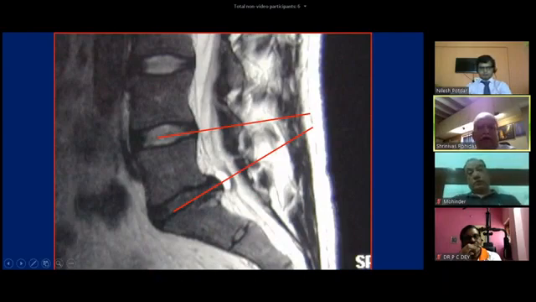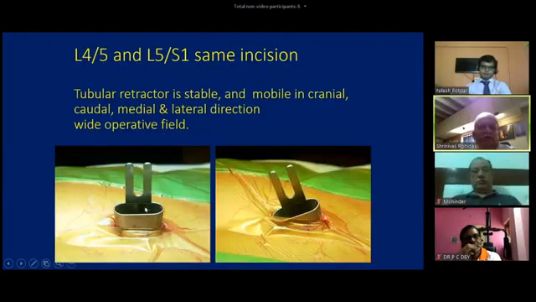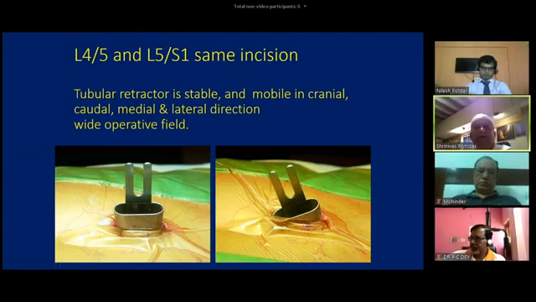You can target both the levels together by moving the outer tube. Straight down it is L4-5. Angulate it, you can go L5-S1. So if you know the direction, there are less chances that you will go to the wrong level.